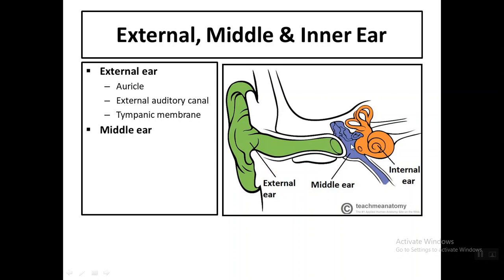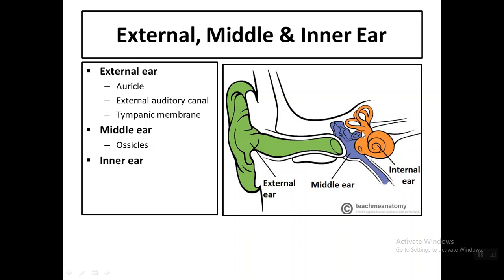The middle ear, the next part of the ear, or another name is the tympanic cavity, contains the ear ossicles, or the bones of the middle ear. The middle ear is continuous with the nasopharynx through the Eustachian tube.